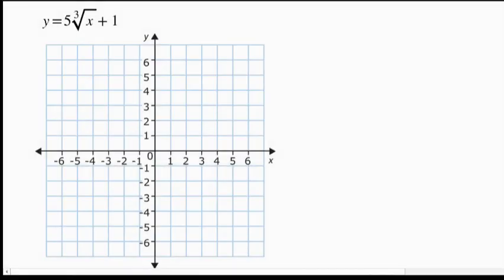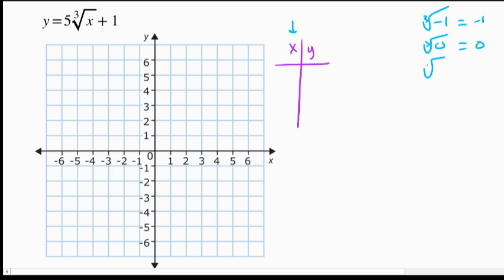For us to graph this cube root function, I'm going to give us an x and y table here, and I am going to be plugging in x values that give me nice and easy math to deal with. I want to get nice simple cube roots like -1, or the cube root of 0, or the cube root of 1, or even the cube root of 8 would be simple to deal with here. But I want to plug in the right x values.